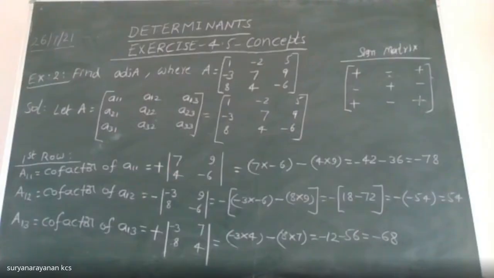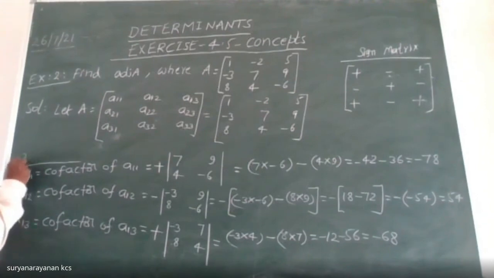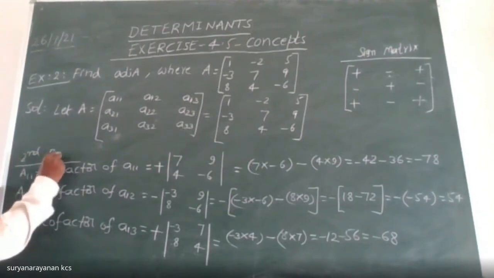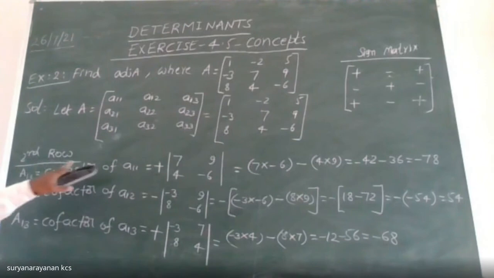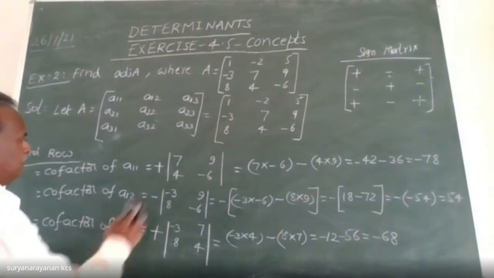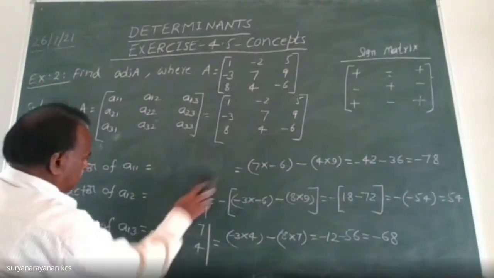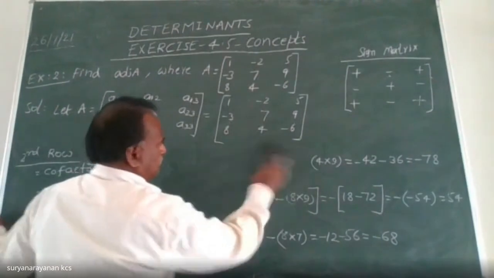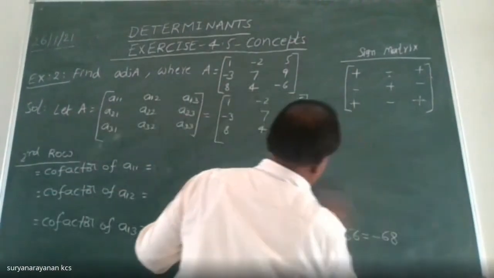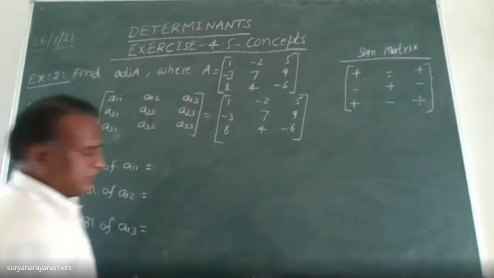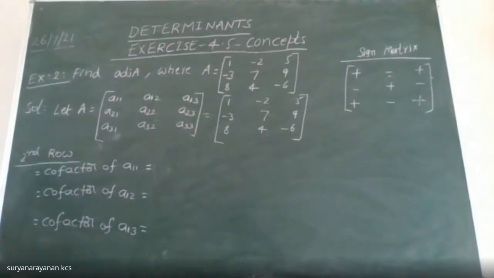Now let us find the cofactors of the second row. These are the cofactors of the first row. Now we are finding the cofactors of the second row. I am writing here clearly. Second row. We are finding the cofactors of the second row.